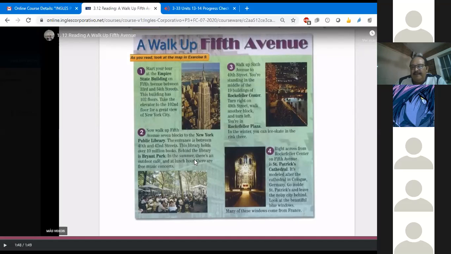Now, any questions about vocabulary? Here, start your tour at the Empire State Building on Fifth Avenue between 33rd and 34th Streets. This building has 102 floors. Take the elevator to the 102nd floor for a great view of New York City. No problem?